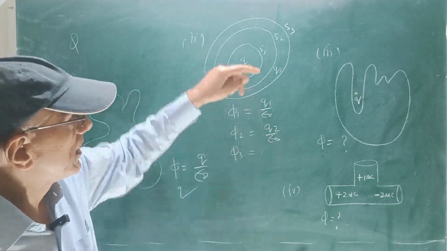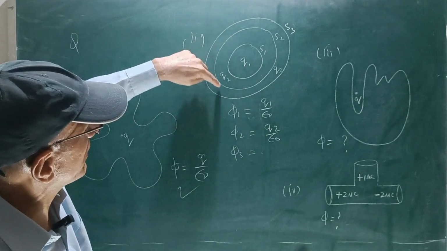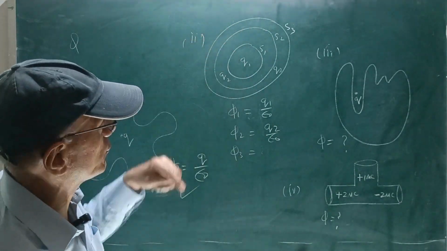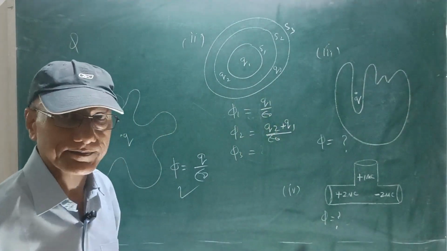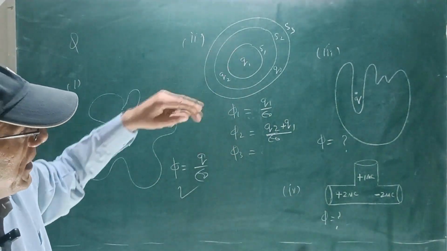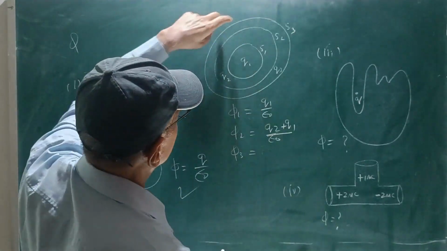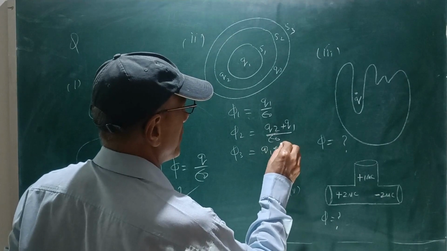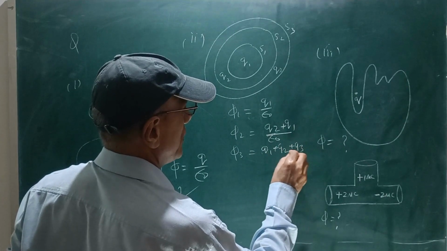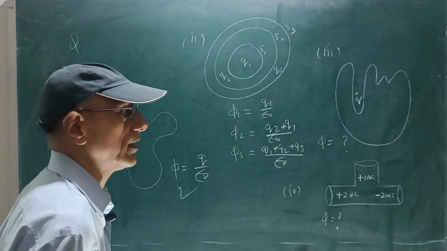No, it's wrong. This surface is having charge Q1 as well as Q2, so this should be Q1 plus Q2 by epsilon naught. And similarly, phi 3 will be Q1 plus Q2 plus Q3. So it will be Q1 plus Q2 plus Q3 by epsilon naught.